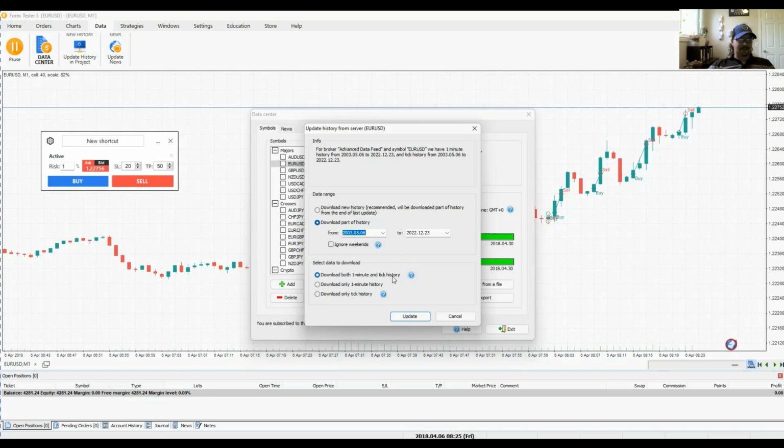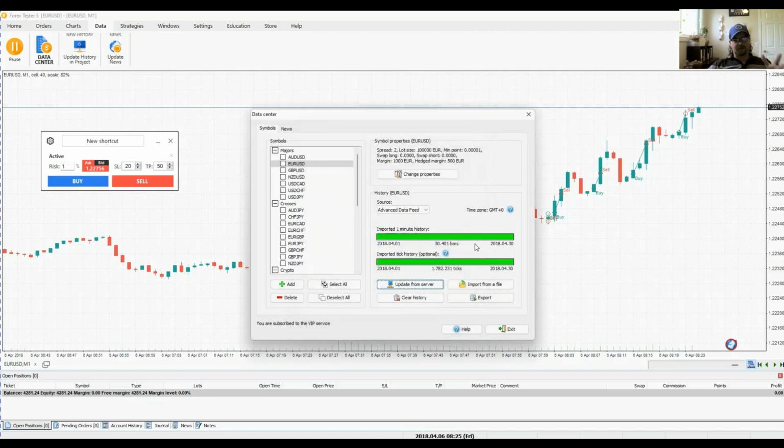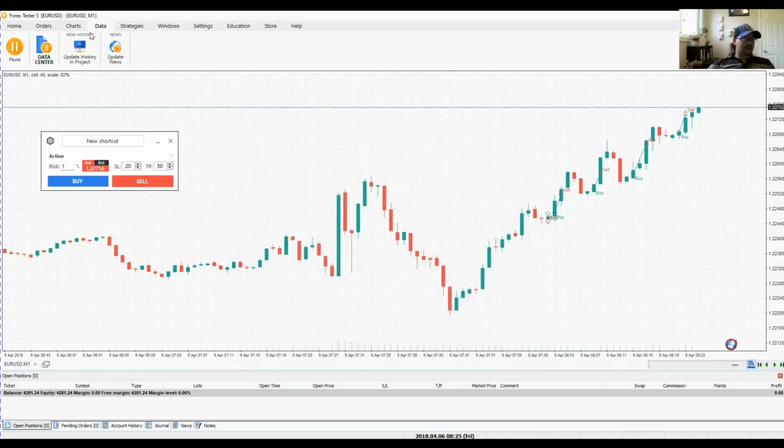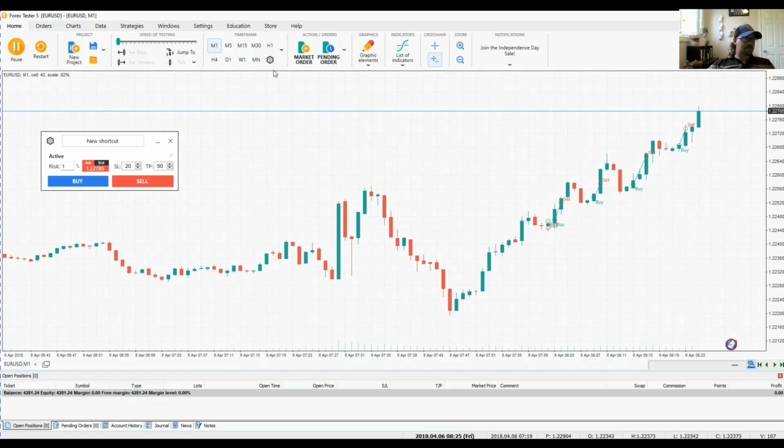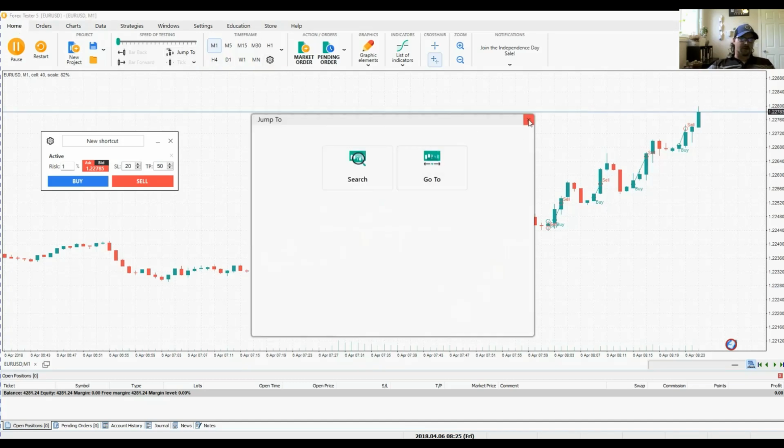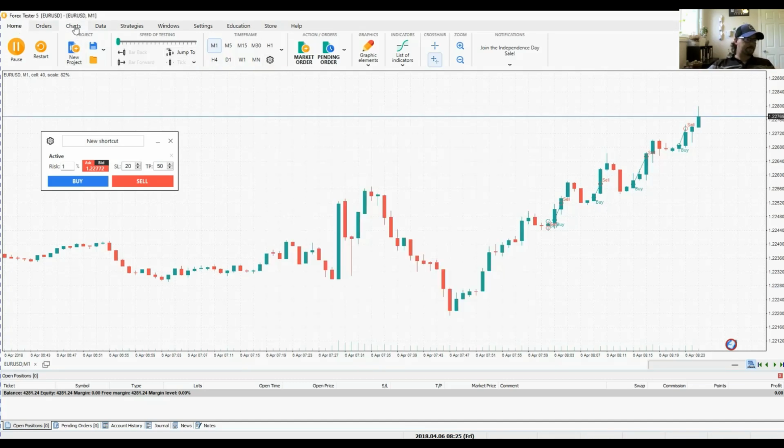Recommended the tick data history. Click update, it'll download the data, it'll be in your repertoire. Then once it's downloaded, you can simply jump to, go to wherever you want to start trading.